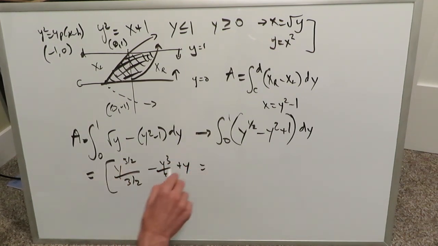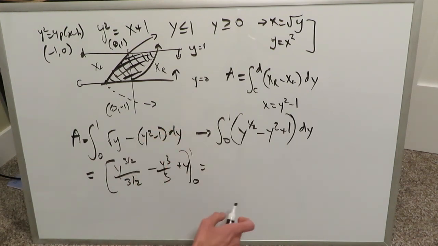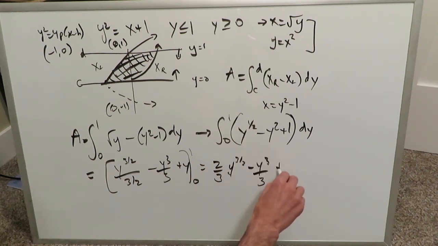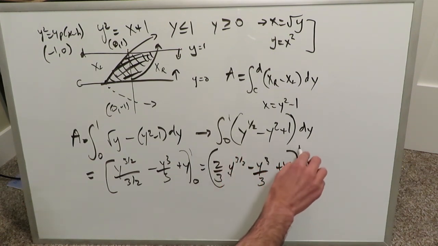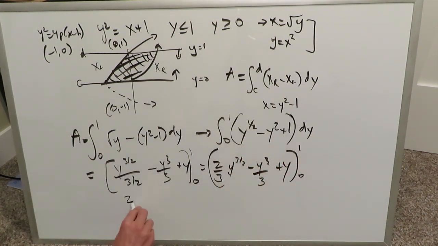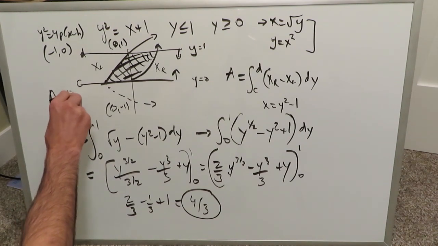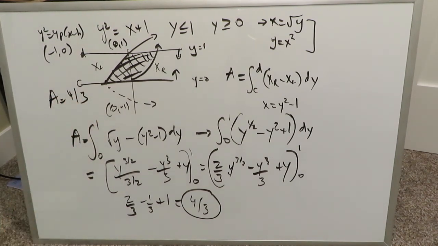What you end up getting over here, when you simplify all of this, is 2 over 3 y to the 3 over 2 minus y cubed over 3 plus y over the interval 1 and 0. You're basically looking at now just 2 over 3 because you can put 1s in all of these. Taking the zeros from them is meaningless. 2 over 3 minus 1 over 3 plus 1. 2 over 3 minus 1 over 3 is 1 over 3. 1 over 3 plus 1 is 4 over 3. And this right here is our area of this curve. So the area over here is equal to 4 divided by 3, which is 1.333 repeating.